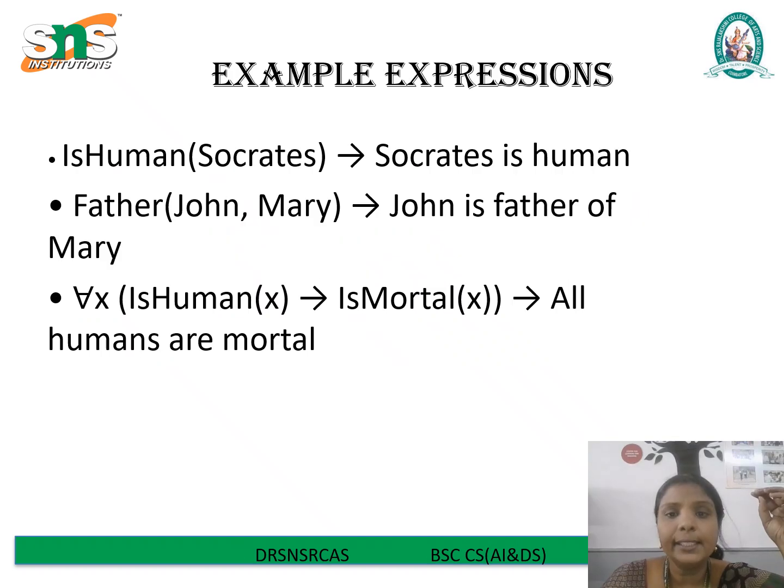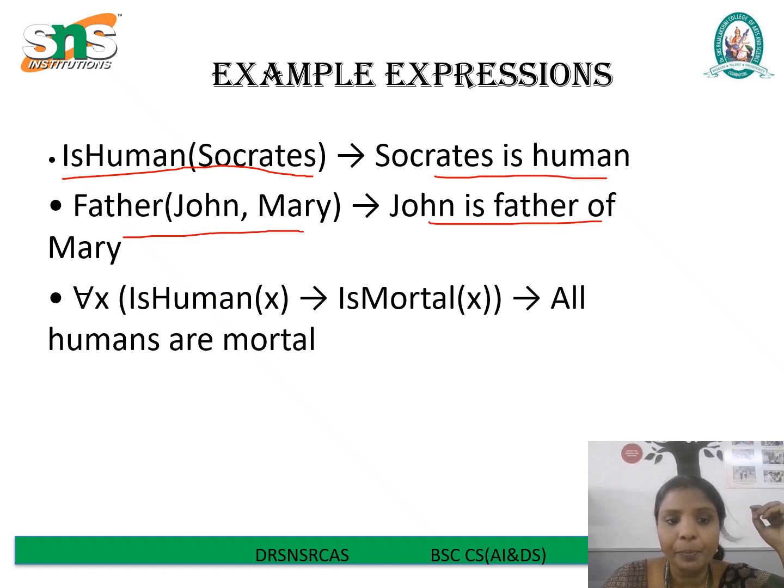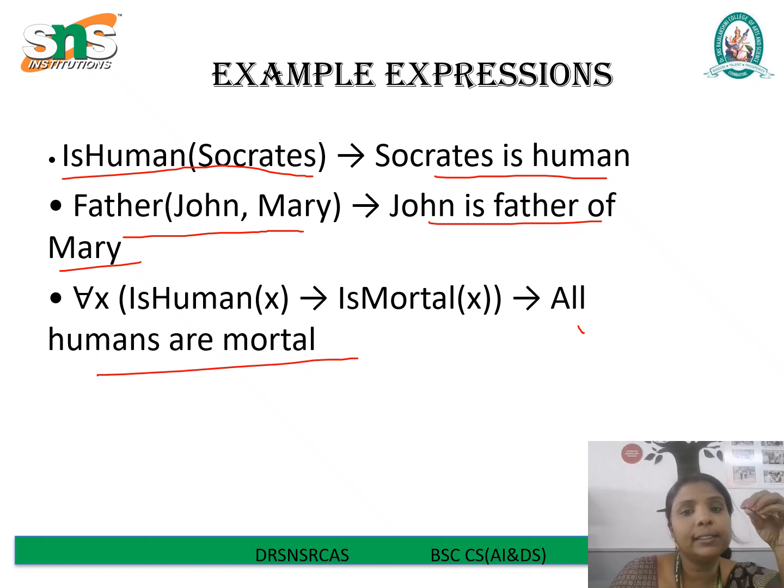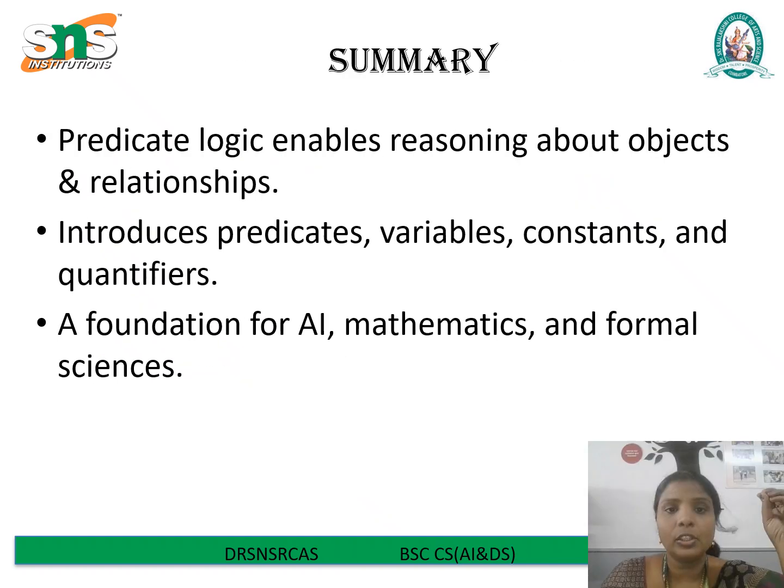Next, we see example expressions. Here is human(Socrates): Socrates is human. father(John, Mary): John is the father of Mary. ∀x (human(x) → mortal(x)): here the statement is all humans are mortal. These are example expressions for predicate logic.